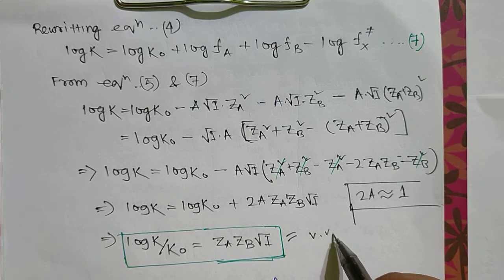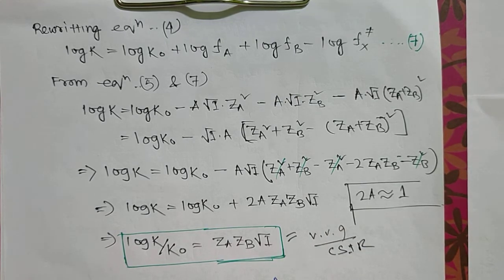So this is the final equation, and this is the most important. So very important. Okay, very important for your CSIR exam. Okay, direct 4 marks questions come from here actually.